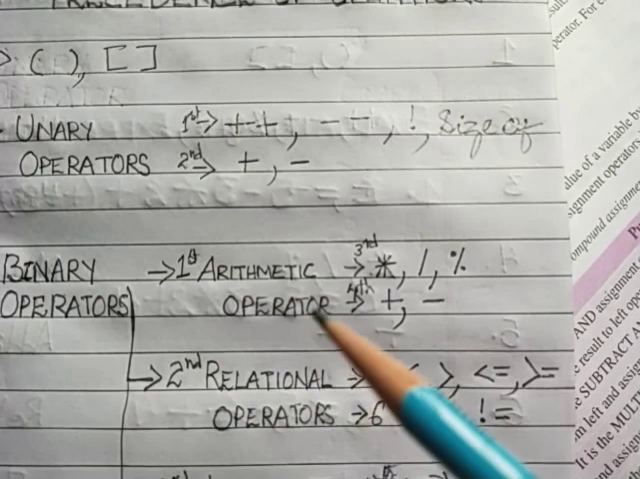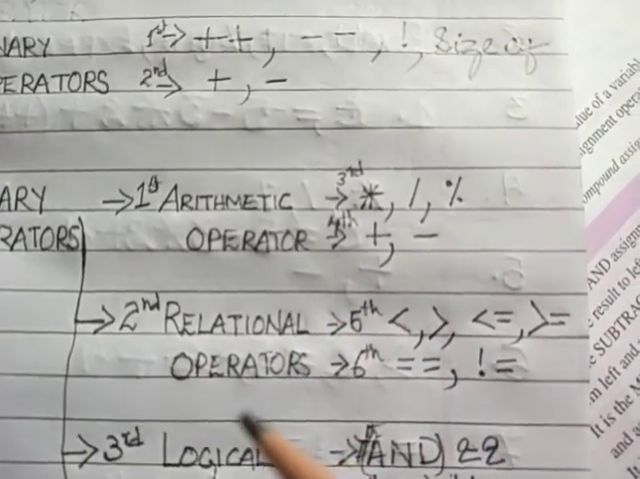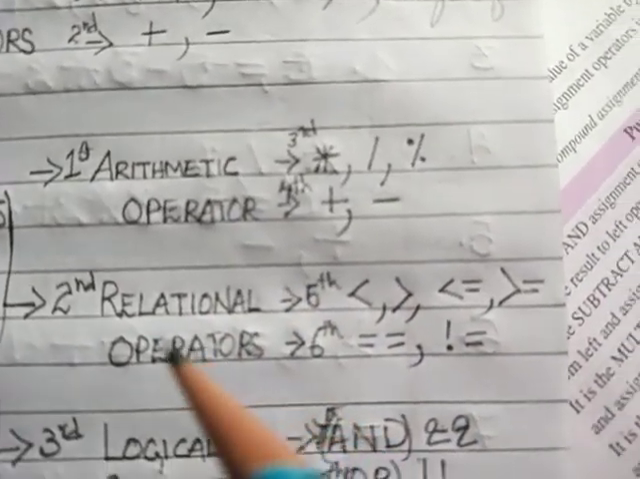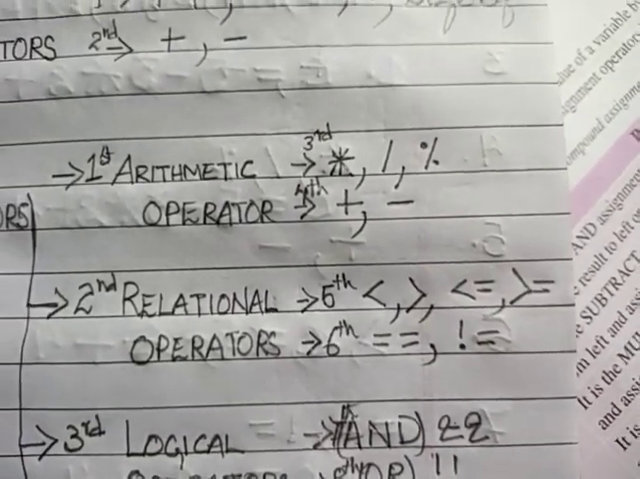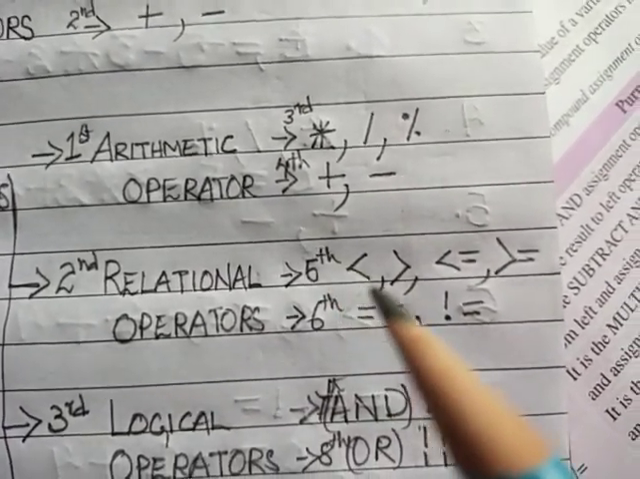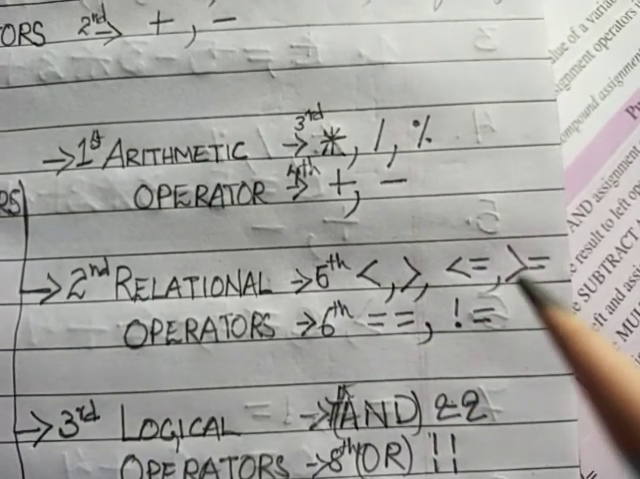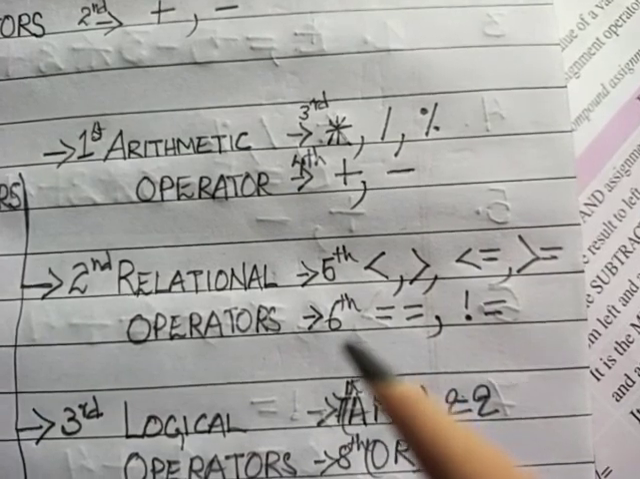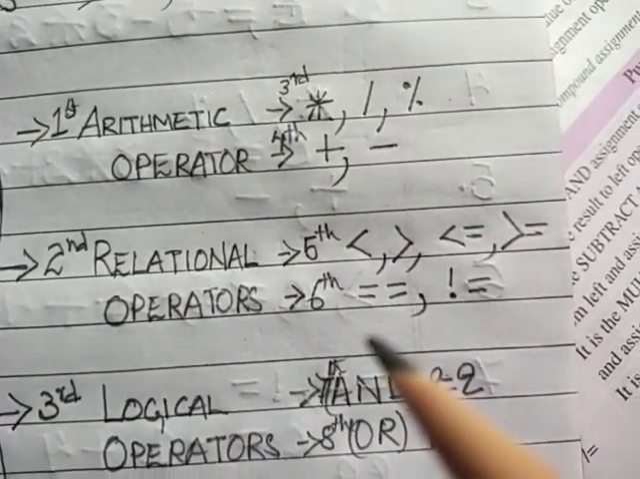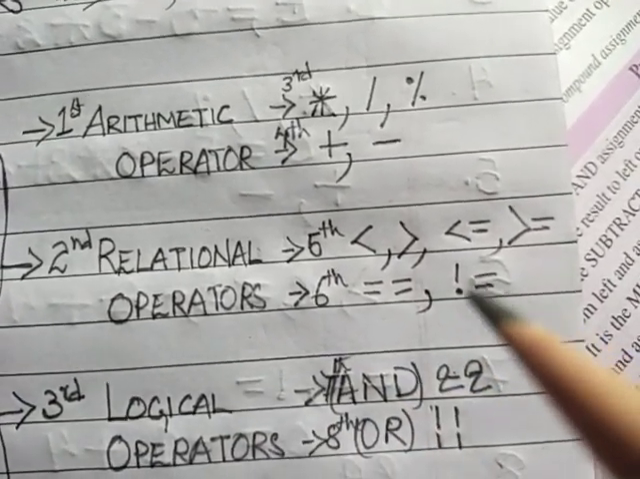Next, after the arithmetic operators come the relational operators. In the relational operators, in the highest rank, we have less than, greater than, less than or equal to, greater than or equal to, and in the lowest rank we have equal and not equal.